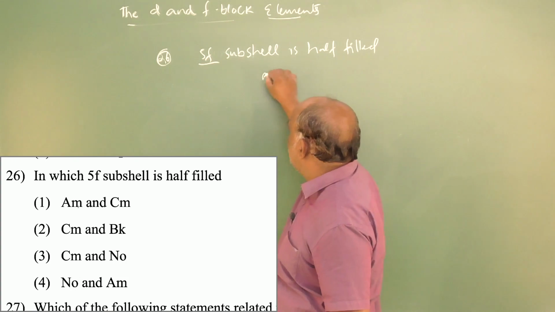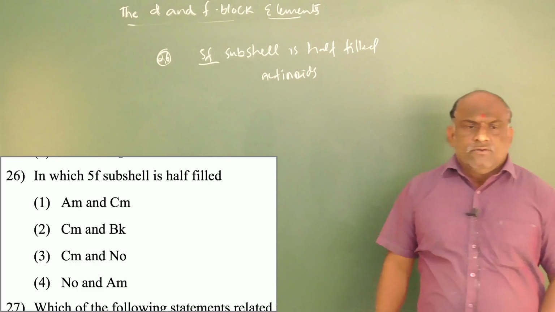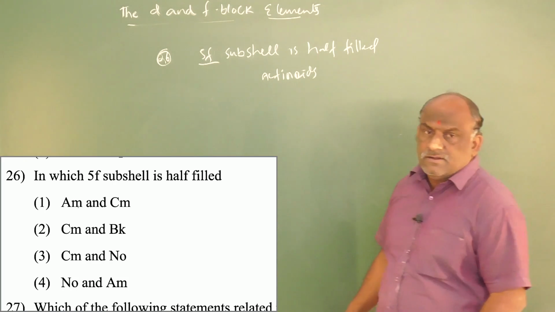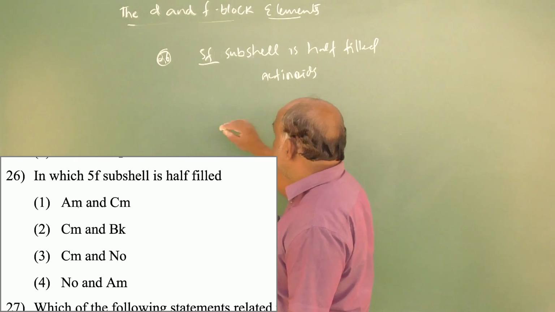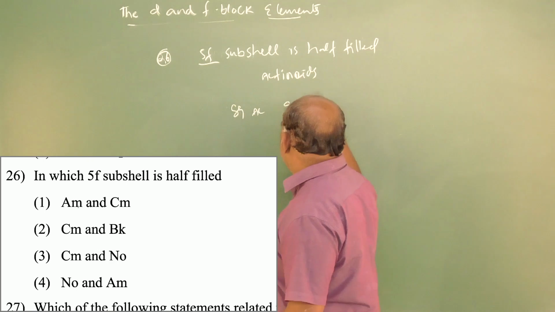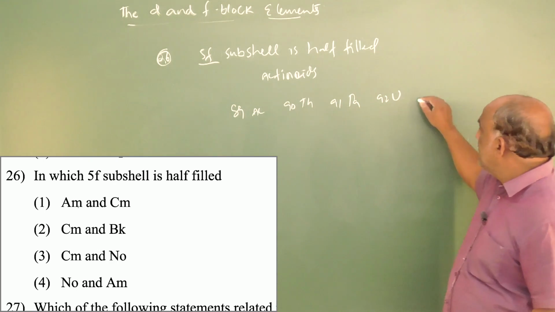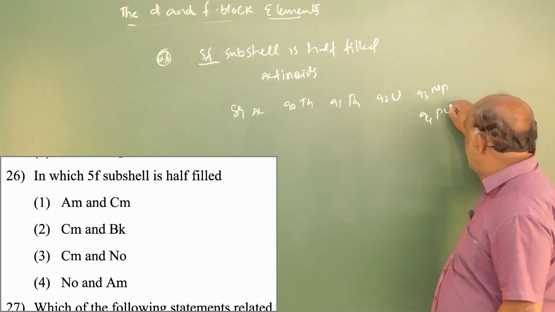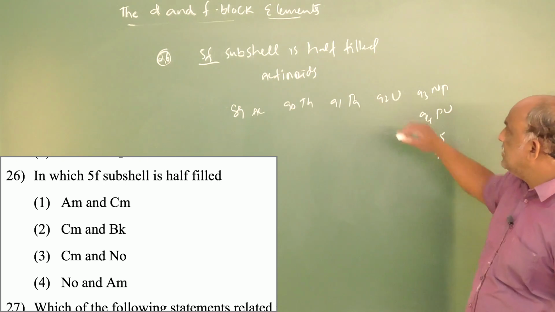5F means actinides, remember. We already discussed this point in the synopsis and in theory class. 89 actinium, 90 thorium, 91 protactinium, 92 uranium, 93 neptunium, and 94 plutonium. After 94, the next ones are 95 and 96 only.